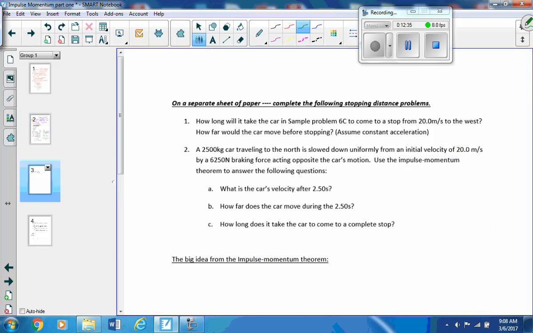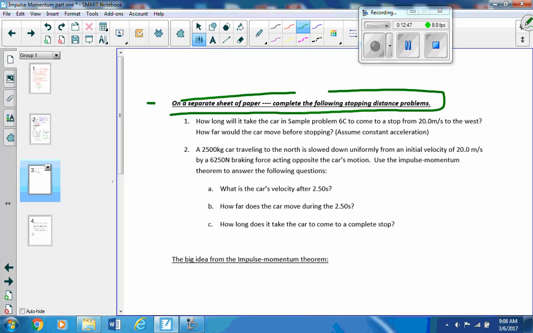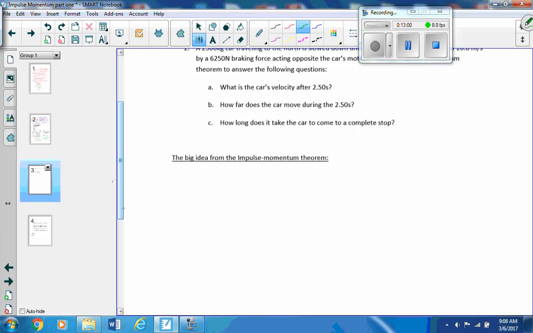All right, so what I want you to do is all of your homework in this unit on separate sheets of paper because I may want to collect them from time to time. So on a separate sheet of paper, you're going to complete the following. You would do me a great service if you were to call these stopping distance problems. Okay, so I want you to do those, and then I want to talk to you about the big idea.